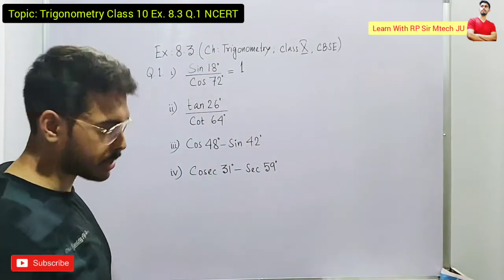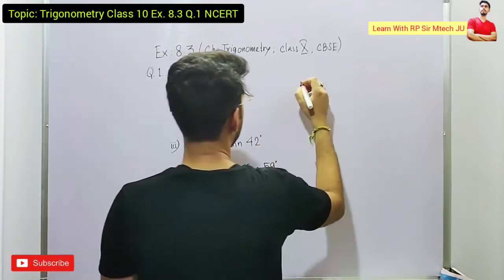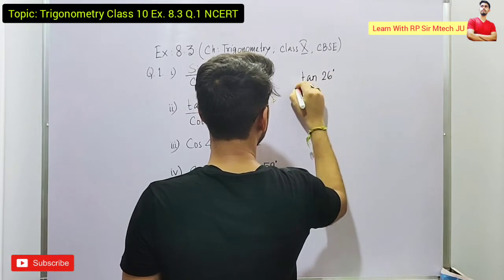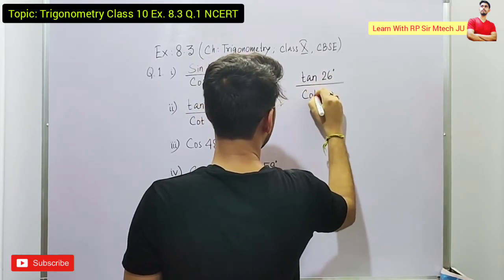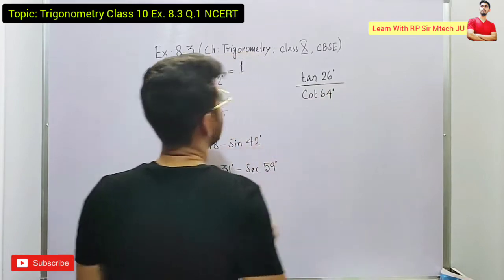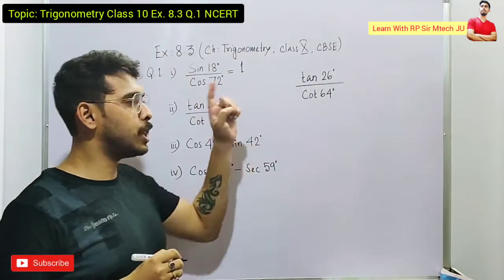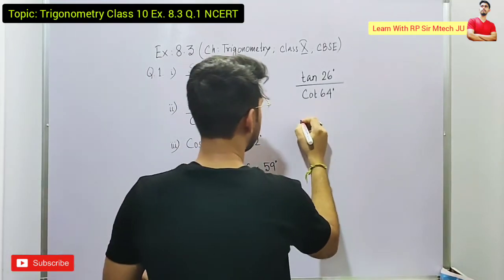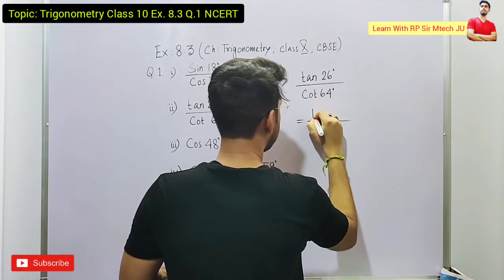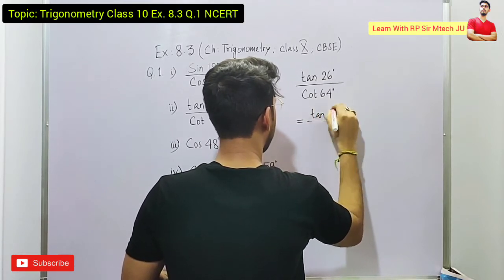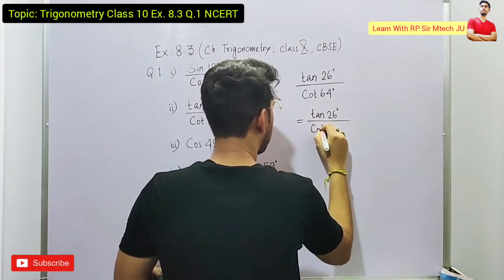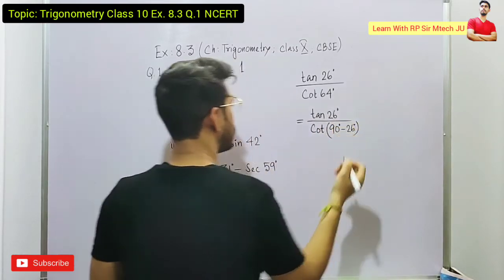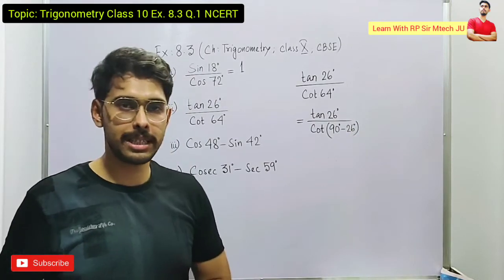Now let us go to the second question. So here what we are doing, tan 26 divided by cot 64. In this particular case, let us keep the numerator as it is and let us alter the denominator. The numerator is tan 26 degree. Denominator, however, we can make cot 64 as cot 90 minus 26. What is 64 degree? 64 degree is 90 minus 26 degree, right?